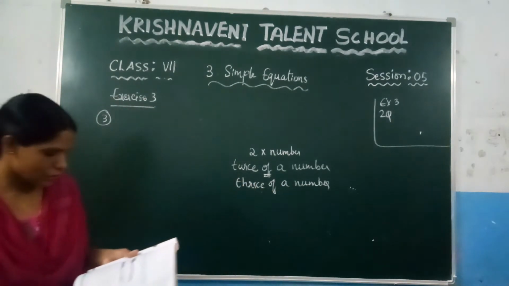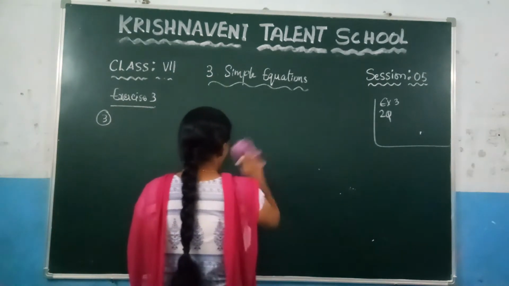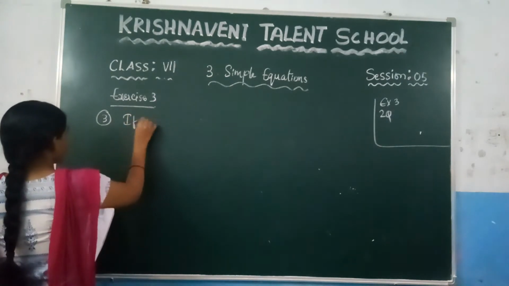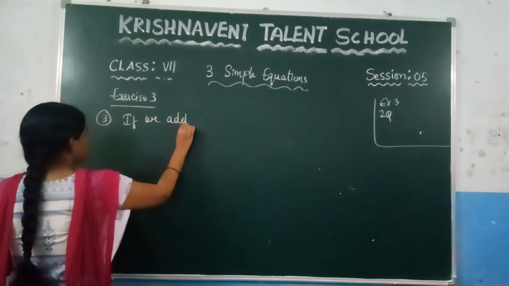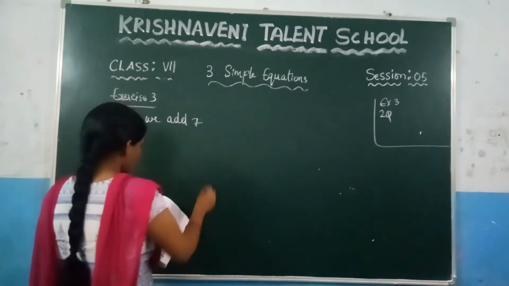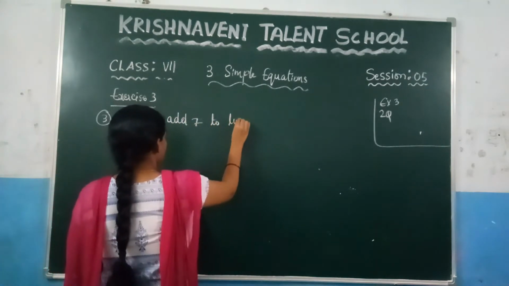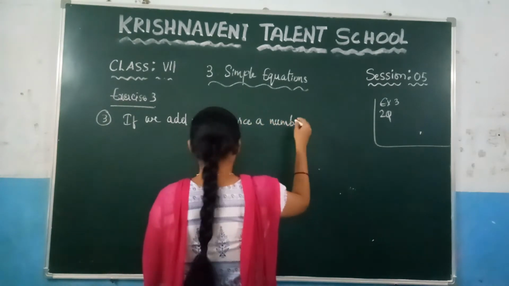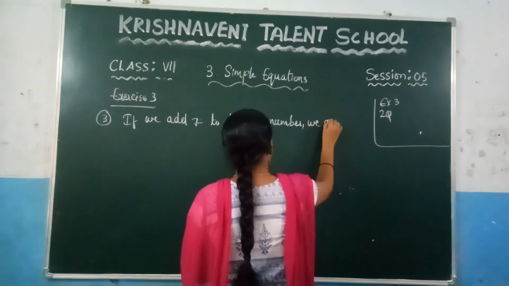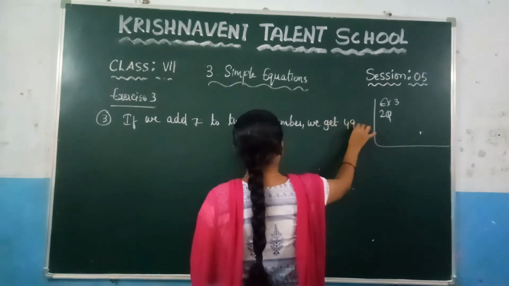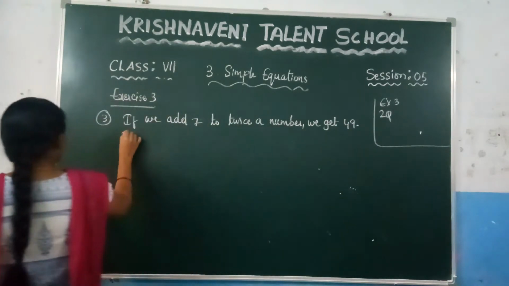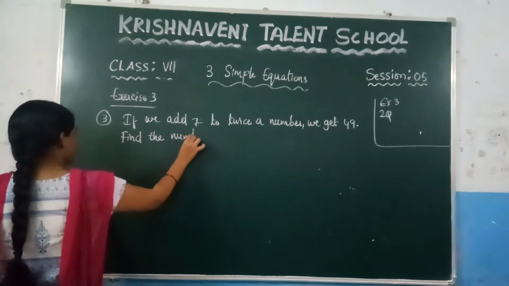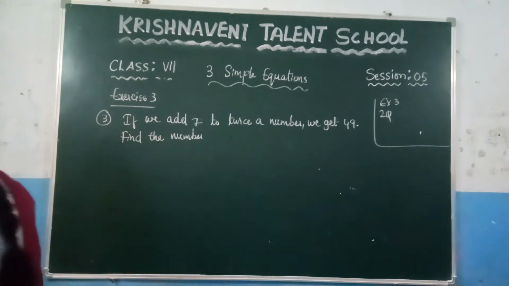Now see this question. I am writing here what the question is. If we add 7 to twice a number, we get 49. So find the number. This is the problem they have given.